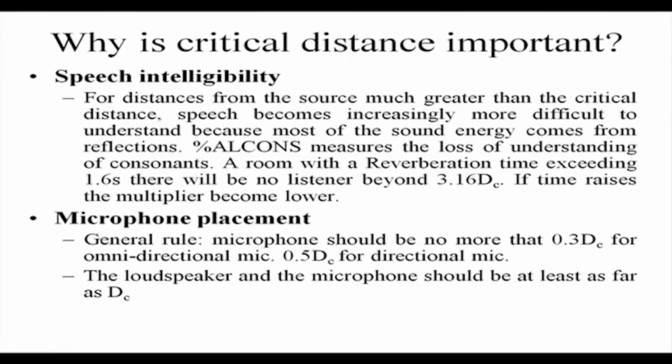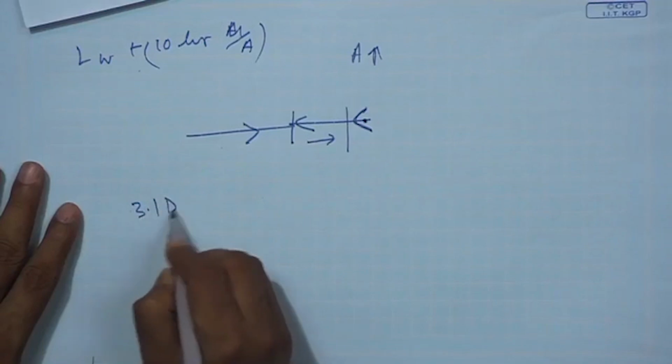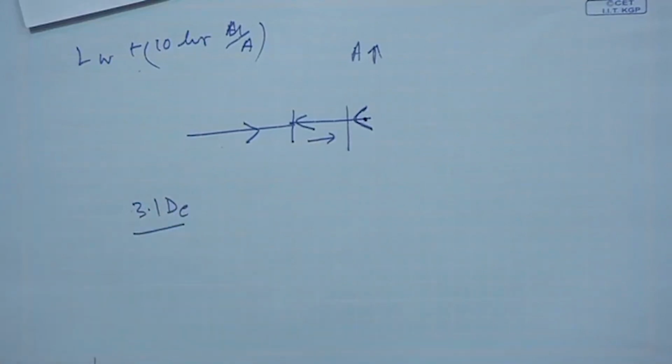A room with a reverberation time exceeding 1.6 seconds, there will be no listeners beyond 3.1 dc. After 3.1 times dc, there will be no listeners. He cannot receive the direct sound, only reverberation sound, and he is facing the problem of speech intelligibility. But if I put a loudspeaker in that area, then again it will increase.